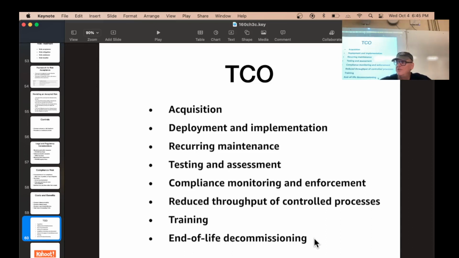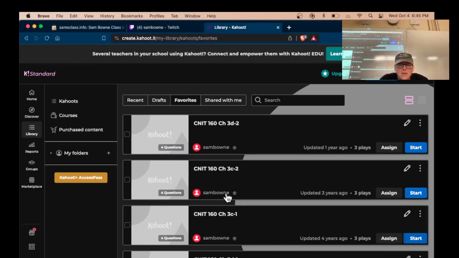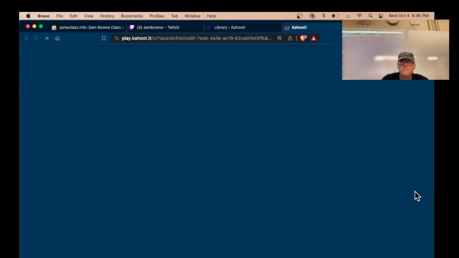How much does it cost from the beginning to the end of whatever you're considering, like buying a new server, achieving ISO 27000 certification, anything like that. You figure out how much is it really going to cost you, and then you figure out how much is it really going to benefit you, and you decide whether it's worth doing or not. So let's try another bunch of cahoots, which is 3C2.